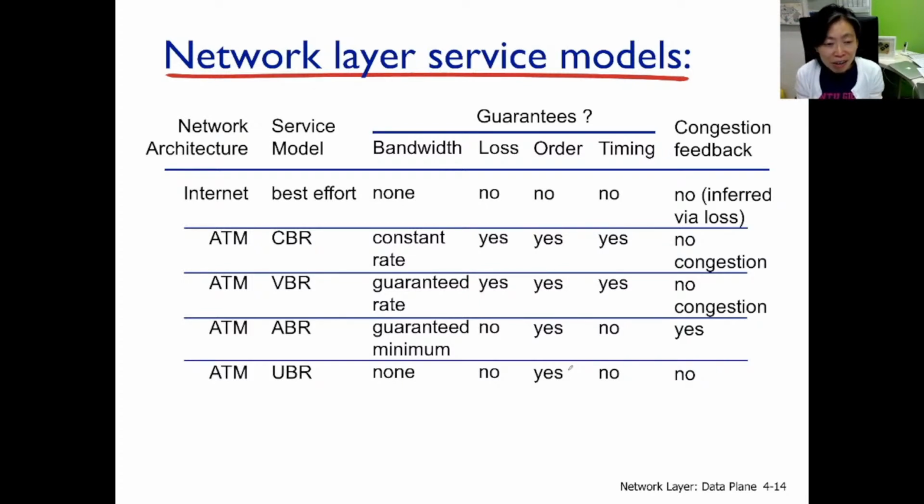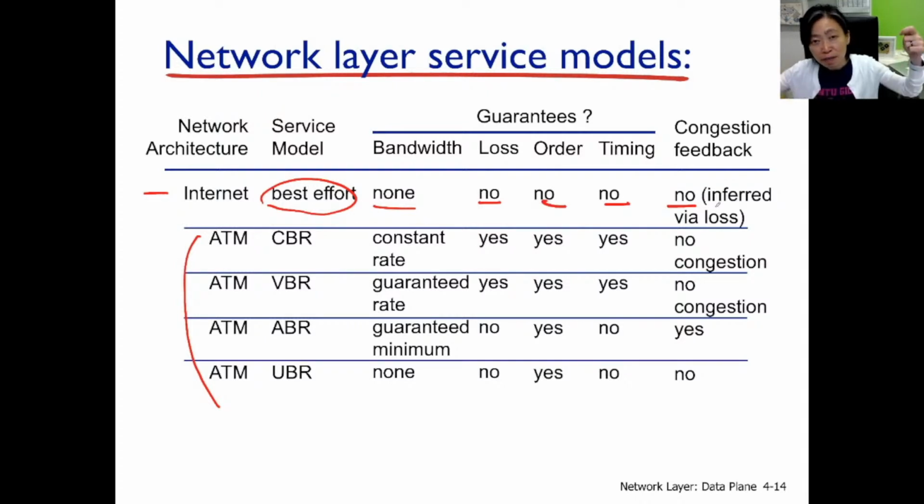Now what I'm listing here are the five service models that have been implemented and used, at least for some time in ATM's case, and continue to be used today on the internet as well. So the internet service is best effort. Essentially it's not guaranteeing anything, no guarantee at all, and it's not giving congestion feedback from the network layer.